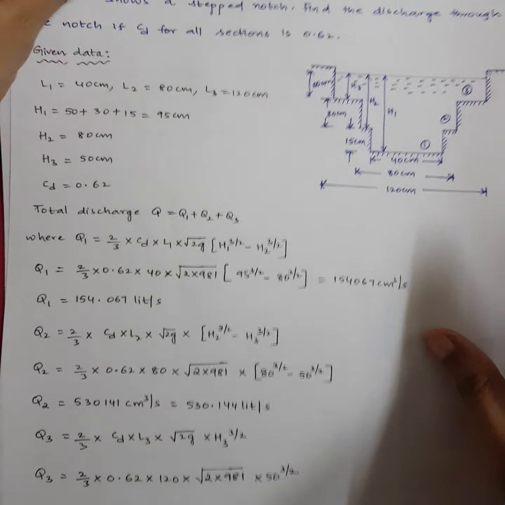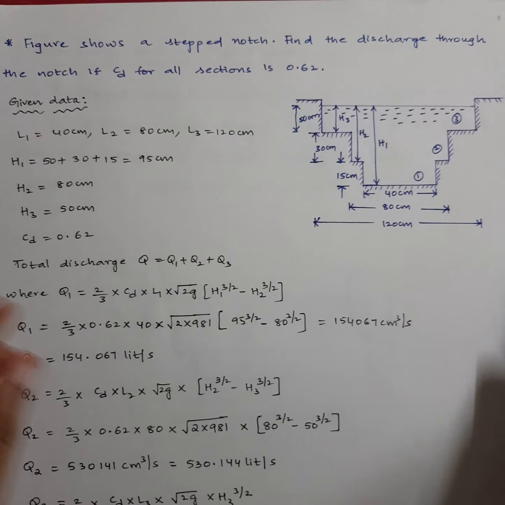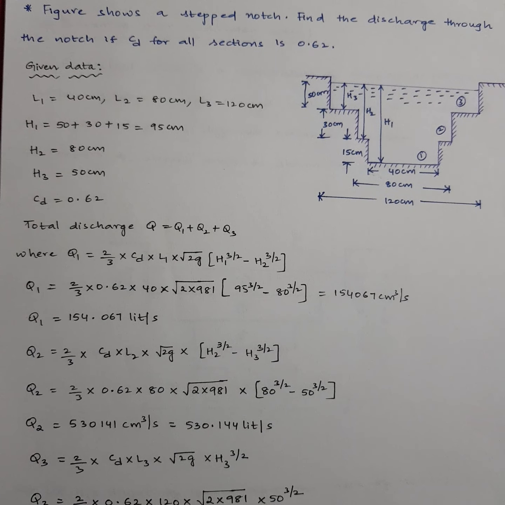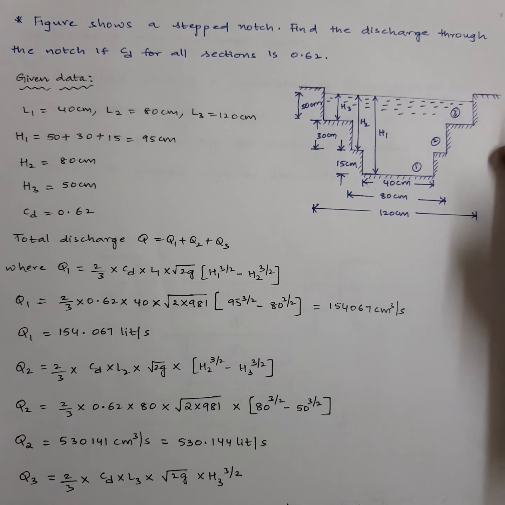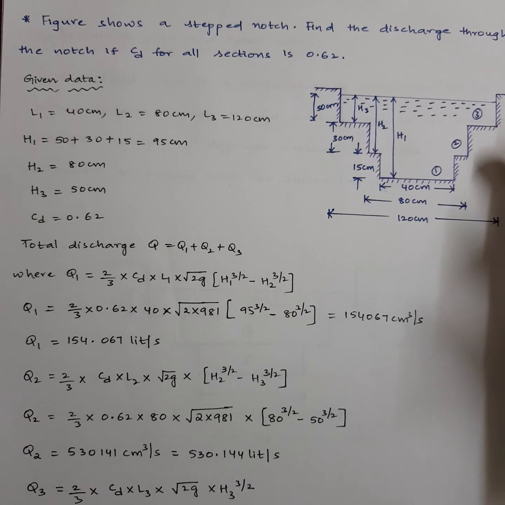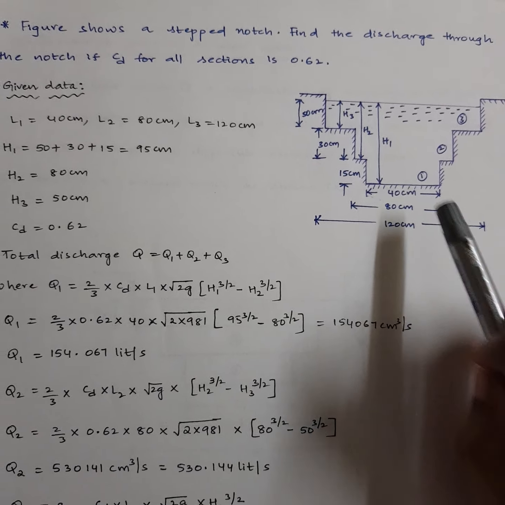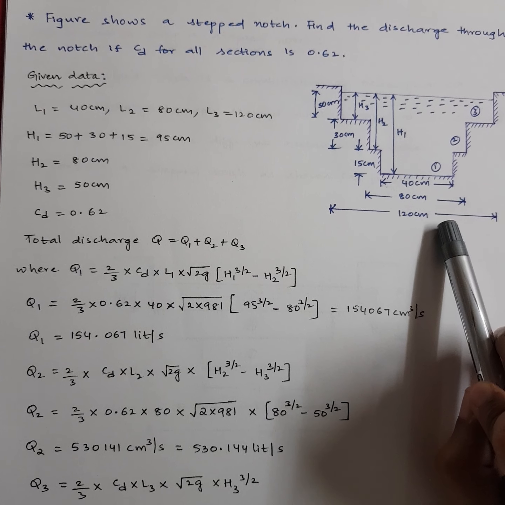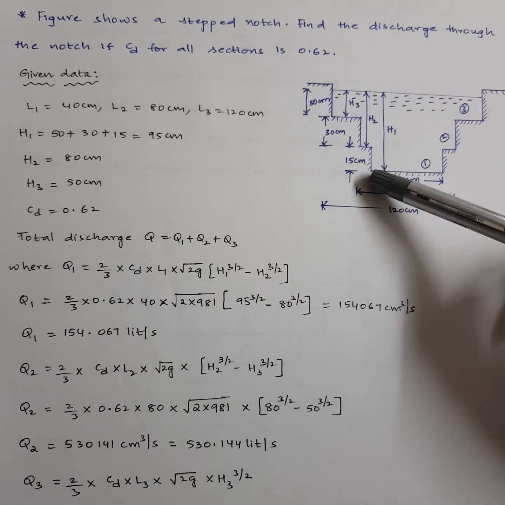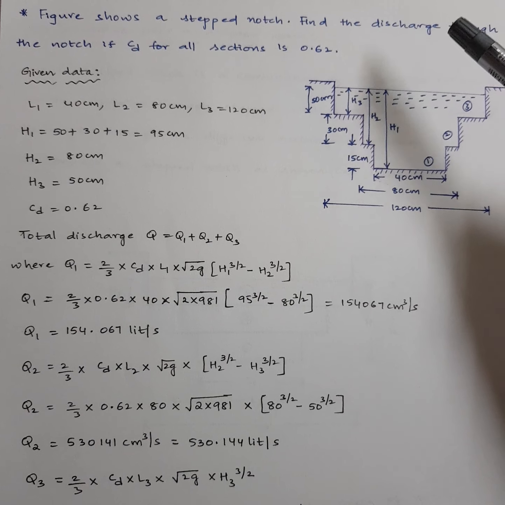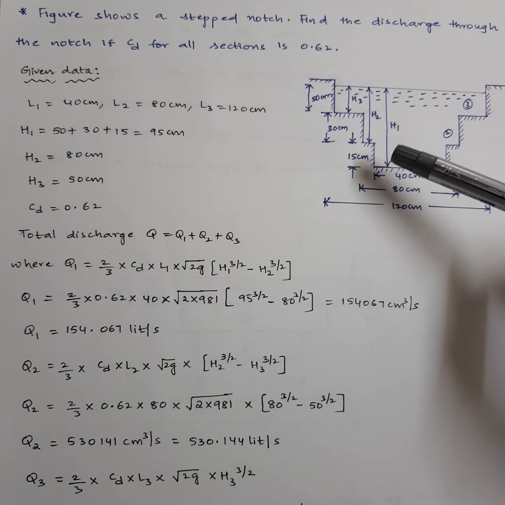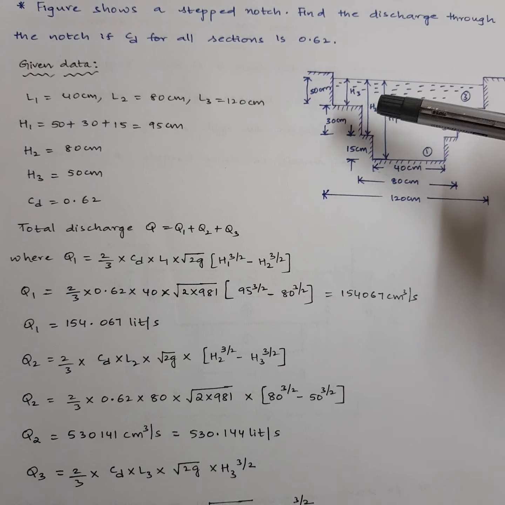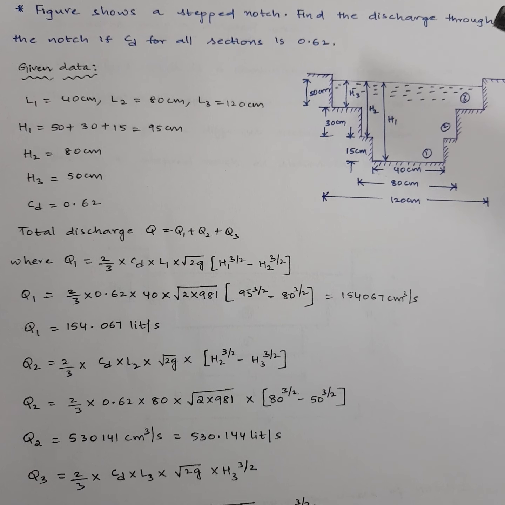Okay, so see the question. The figure shows a step notch. Find the discharge through the notch if CD is the same for all the sections, which is 0.62. In this figure you can observe the same step notch. It has 3 steps, 3 rectangular portions. L1 is 40 centimeters, L2 is 80 centimeters, L3 is 120 centimeters. But we have individual heights given. We don't have total h1 and h2, but we have h3. We need to calculate h2, h1 first, then we will substitute in our derivation, right?